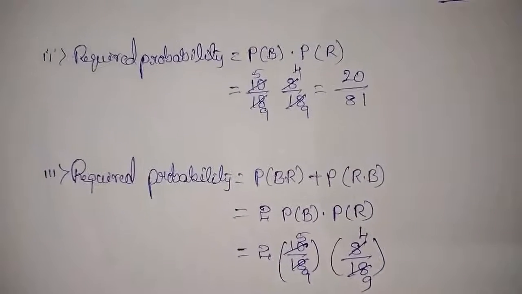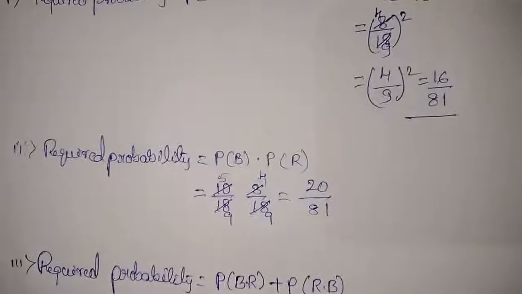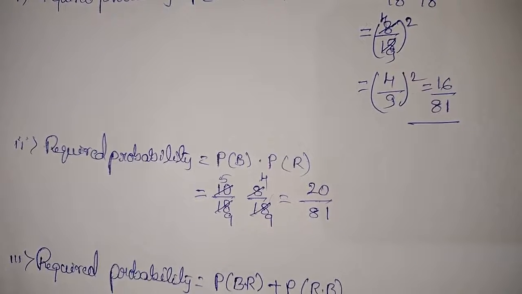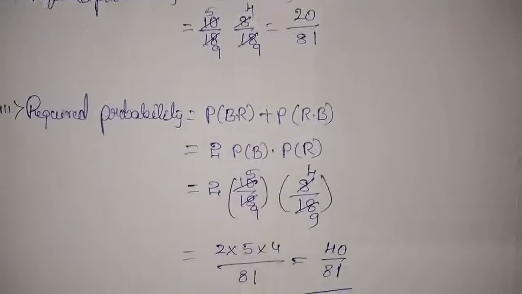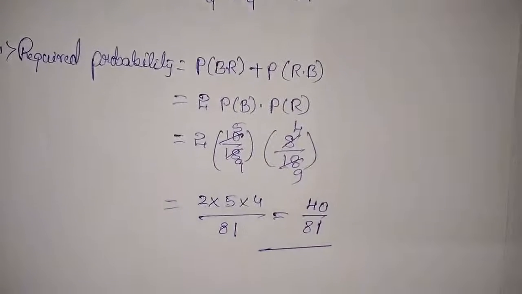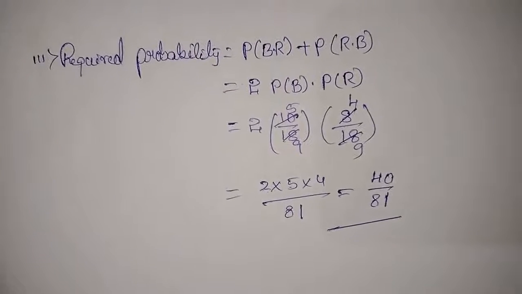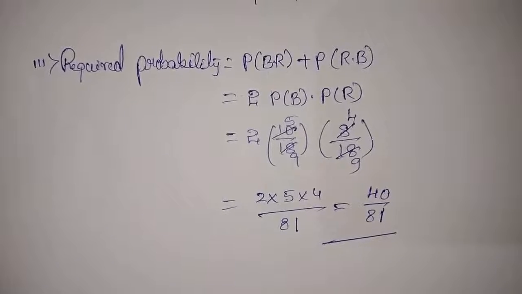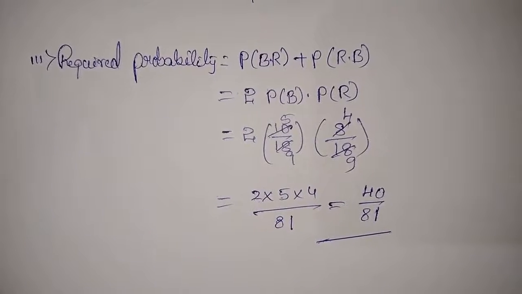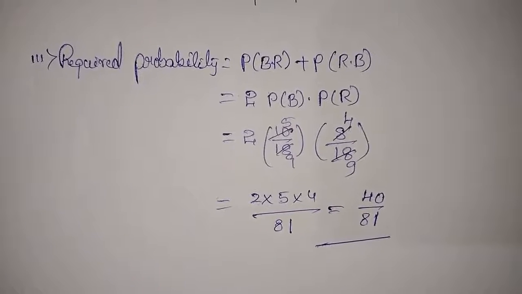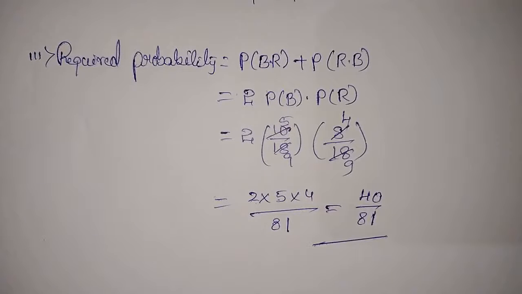Both balls red, we get 16 by 81. First black, second red, that is 20 by 81. And one of them black and another red, that will be 40 by 81. Clear? Up to here I have completed question 48. In the next video I will explain one more Part E section, which is considered a 10 marks question. Clear? Thank you so much.